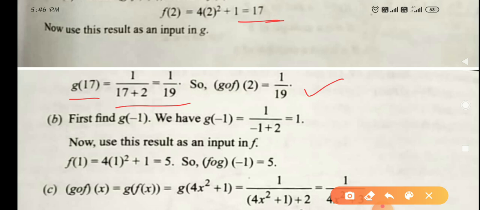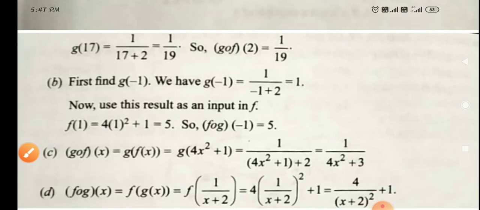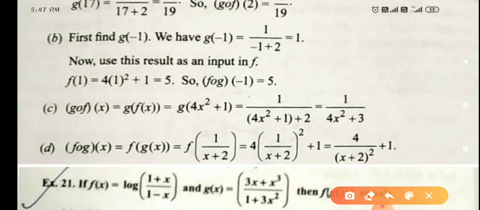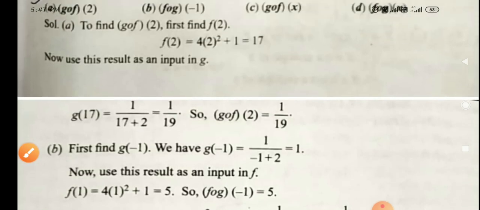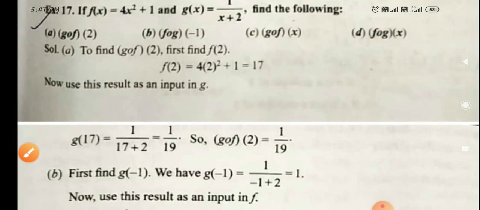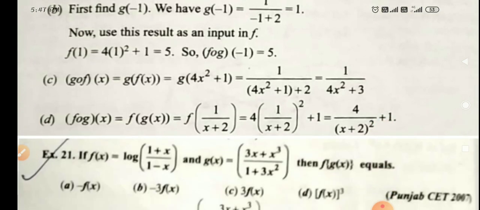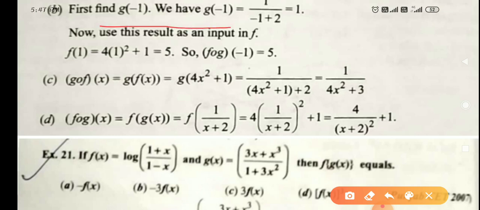So it is coming 1 upon 19. Second part also you see. In the second part you have to find fog minus 1. Fog minus 1, as I told you, means f of g of x: first you apply function g, then you apply function f. Function g means, in function g, in place of x you put minus 1. So here you can see, in function g you are putting minus 1.